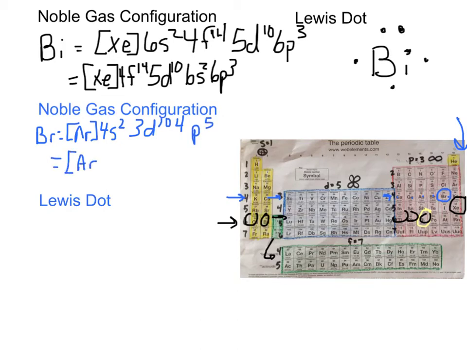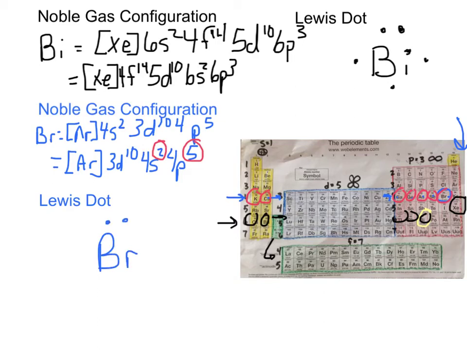Now remember to rearrange. So bromine is like argon, but in the 3d it has 10. In the 4s it has 2. In the 4p it has 5. Now, looking at this a little bit closer here, we remember for our Lewis dot we're going to have the 2 here and the 1, 2, 3, 4, 5 here. Notice we have 2 here and we have 5 here. So as we go to make bromine's Lewis dot, we're going to write bromine. We're going to put 2 in the S and 1, 2, 3, 4, 5 in the P.